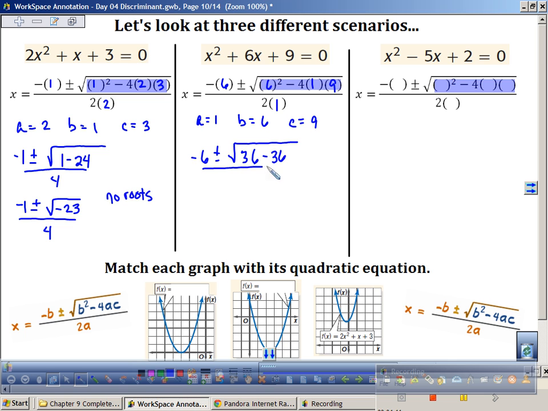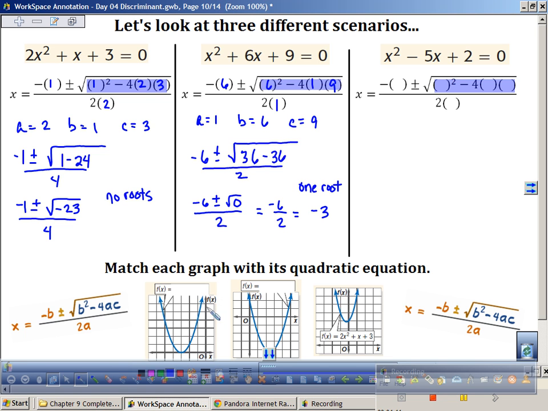What are you seeing with this one? They cancel each other, or you end up having a 0 underneath the radical sign. Well, if I have a 0, am I adding anything to -6? So I simply have -6 divided by 2, which is -3, which is 1 root. Therefore, if you get a 0 underneath the radical sign, you will always only have 1 root.